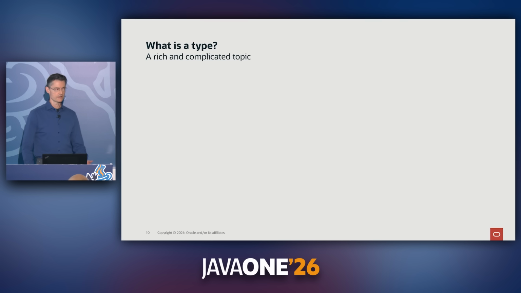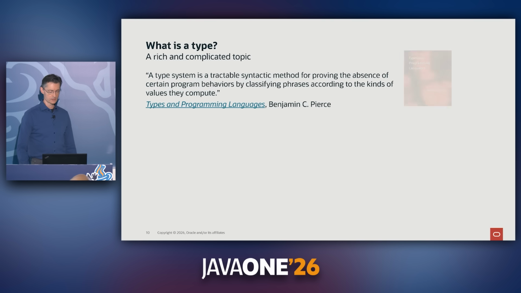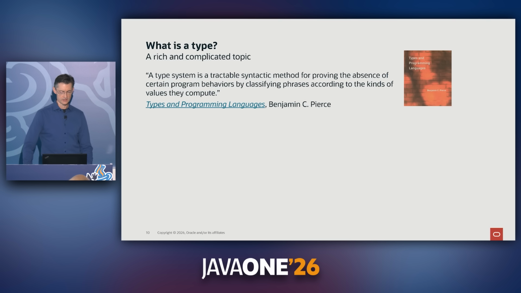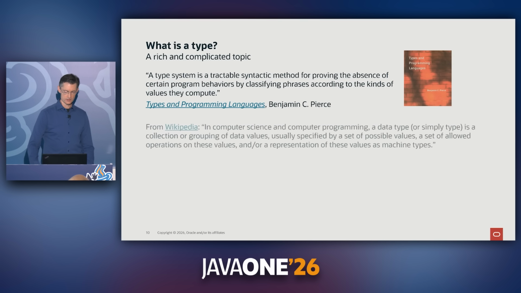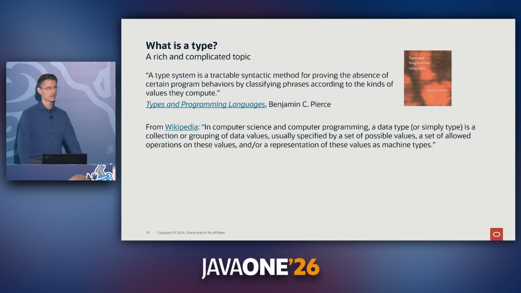What is a type? This is a rich and complicated topic in computer science. One of the current reference textbooks on this is Benjamin Pierce's Types in Programming Languages. There are older definitions of types too. One of those is given in Wikipedia. That's the one we'll be using for our discussion today.